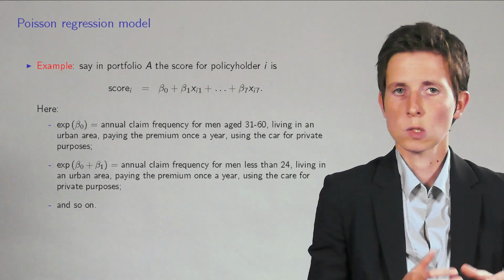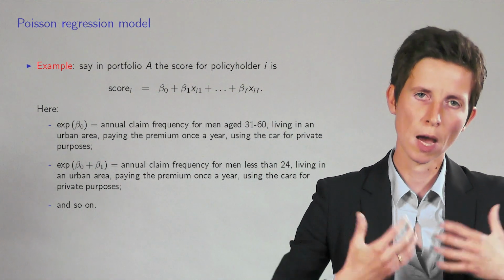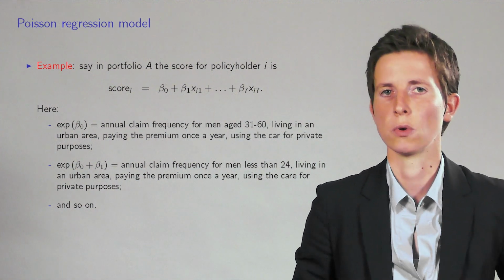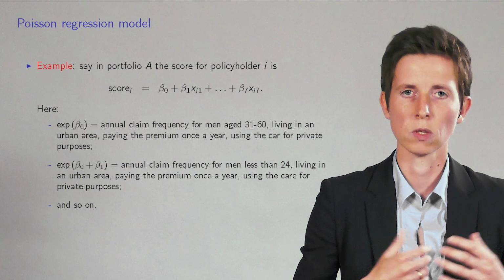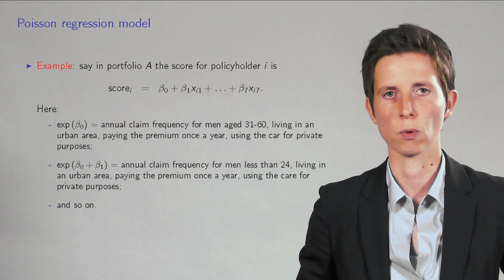premium once a year and uses the car for private purposes. But for instance, the exponential of beta 0 plus beta 1 then becomes the annual claim frequency for a man who's younger than 24 years old, who lives in an urban area, pays the premium once a year and uses the car for private purposes.